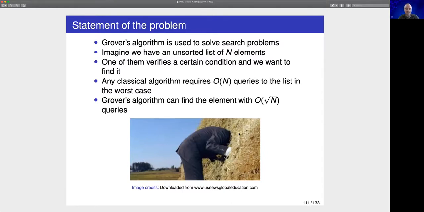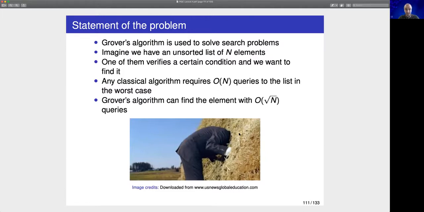Okay, if you have a list of 1 million elements, you need to check about 500,000. In the quantum case, with Grover's algorithm, you can reduce the number of times that you need to check the list to the square root of the number of total elements. So if we have 10,000 elements, in the classical case, we need about 5,000 checks of the list. In the quantum case, we only need 100, which is the square root of 10,000.